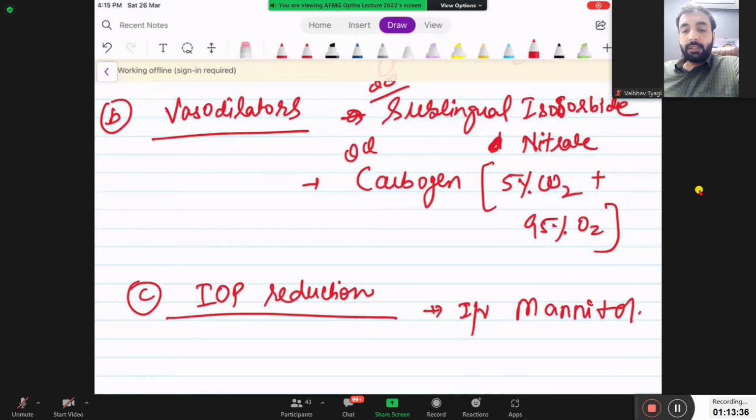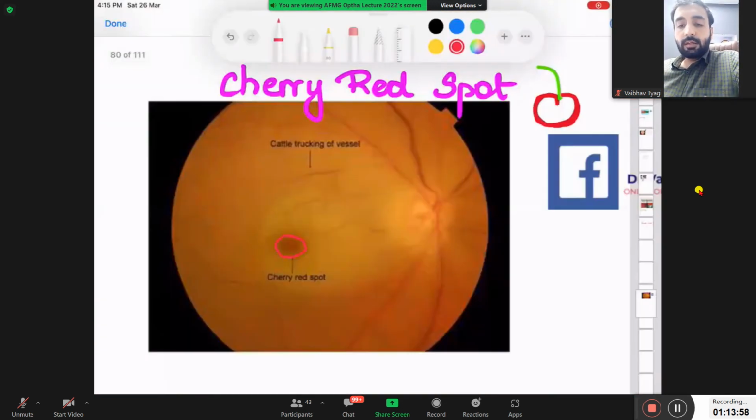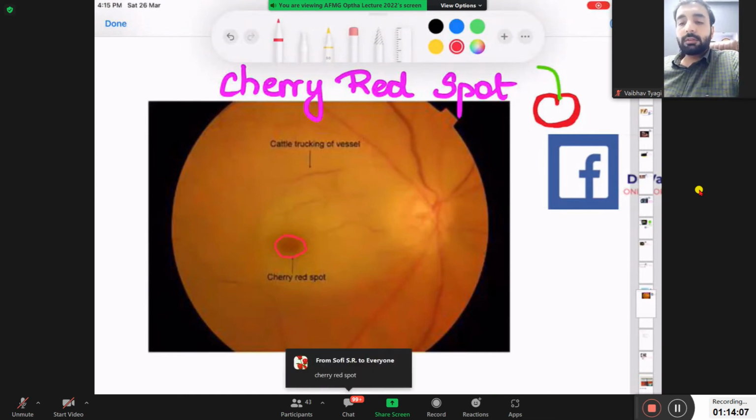How to differentiate CRVO and CRAO? This is very simple. What were you seeing in the fundus picture in CRVO? You were seeing hemorrhages in all 4 quadrants. And what are you seeing in the fundus picture of CRAO? There are no hemorrhages in CRAO. In the fundus picture I have shown you, can you see any hemorrhages? No. A pale retina is there and you are seeing a cherry red spot at the macula.